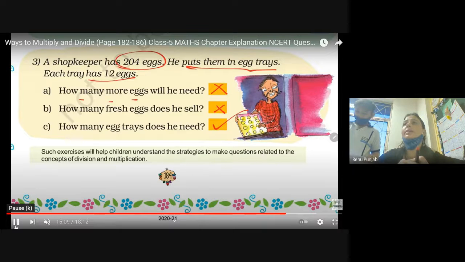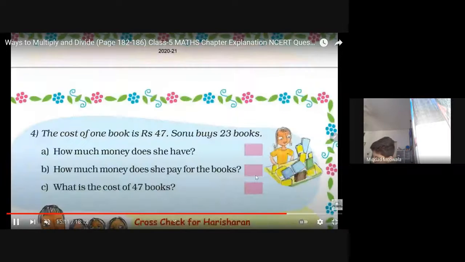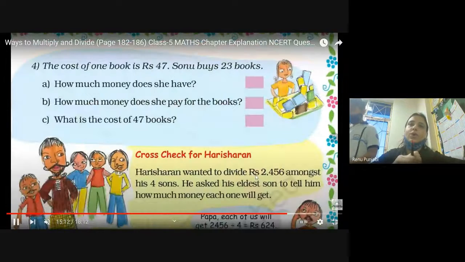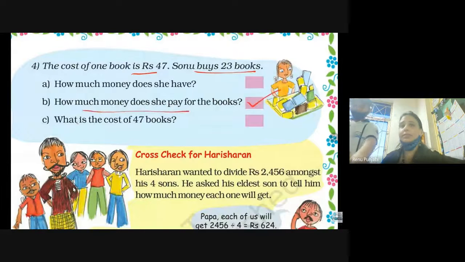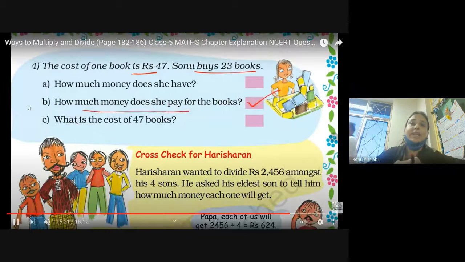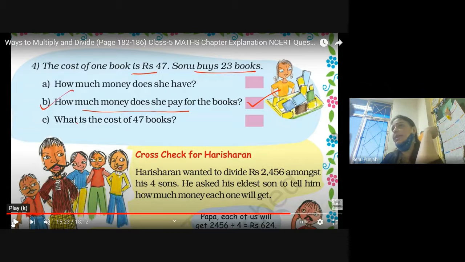What is the cost of 47 books? Yes, what is the cost of 47 books? The last is the correct answer. And how much money does he pay for the books? This also is the correct answer because he has to multiply 47 with the 23. So we can say that how much money also he has paid.